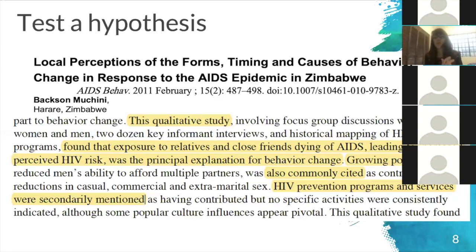And this was also commonly cited as contributing to reductions in casual, commercial, and extramarital sex. And so HIV prevention programs were secondarily mentioned to have contributed, but people couldn't remember any specific messages or activities. However, it was also acknowledged that increases in condom use, for example, could not have happened without the presence of these prevention programs.